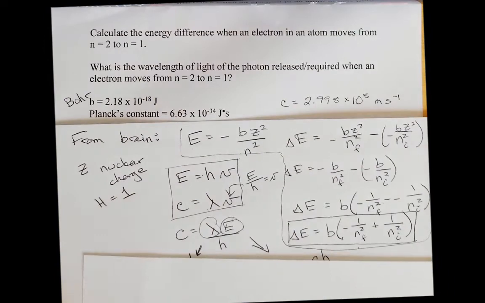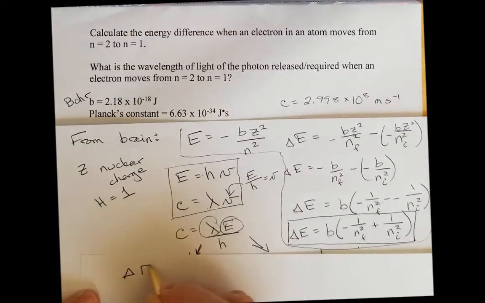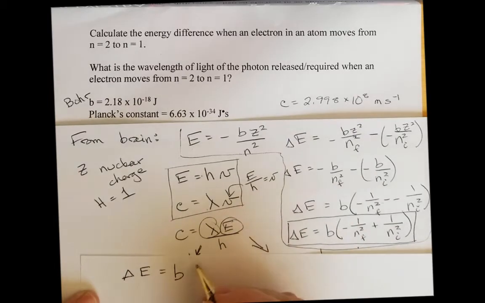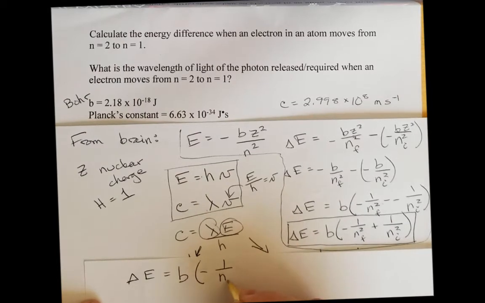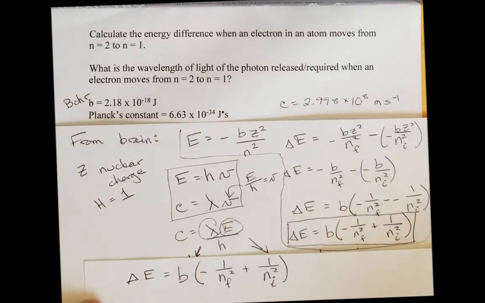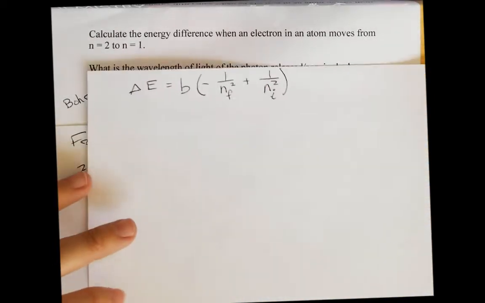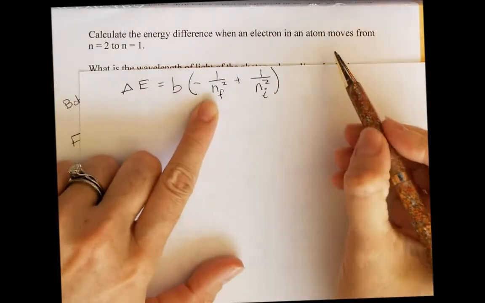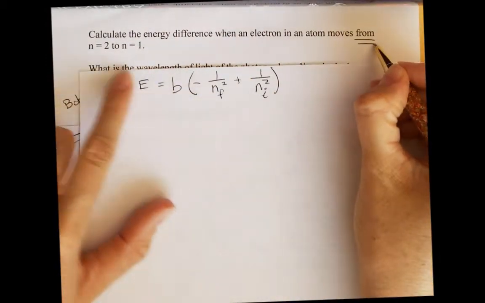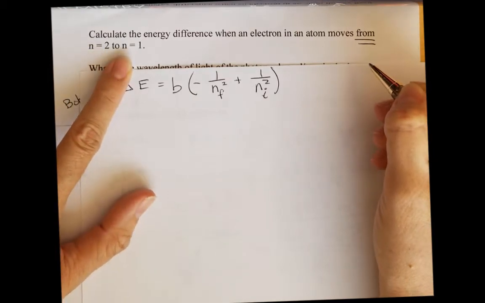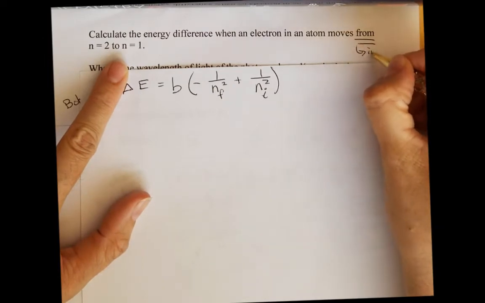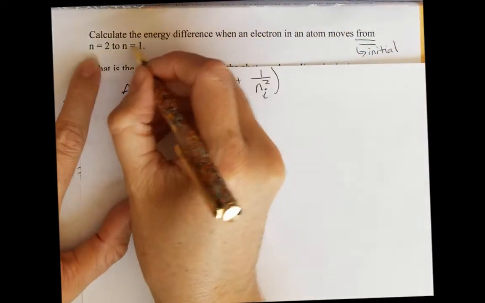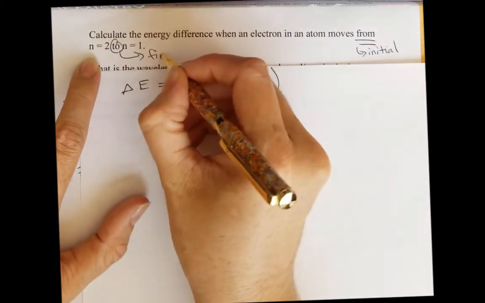So I'm going to go ahead and copy my equations that I want to use. I'm going to hang out with b over here for a while. So this is then negative 1 over n squared final plus 1 over n squared initial. Sometimes something that gets confusing is which n is which. So notice this says an atom moves from 2 to 1. From is going to give you the initial point. To is going to give you the final point.